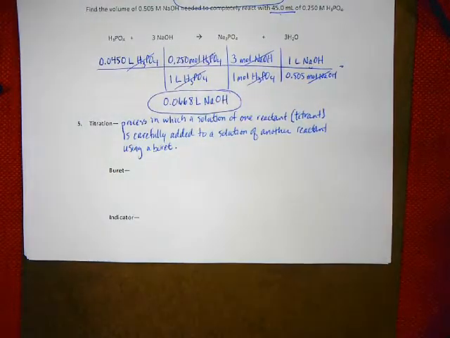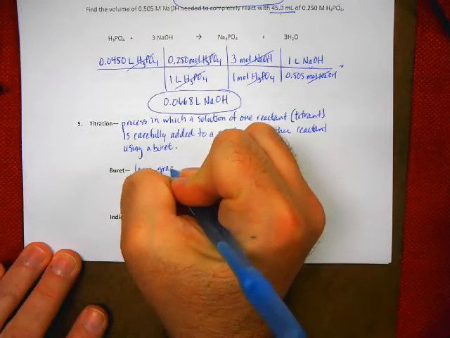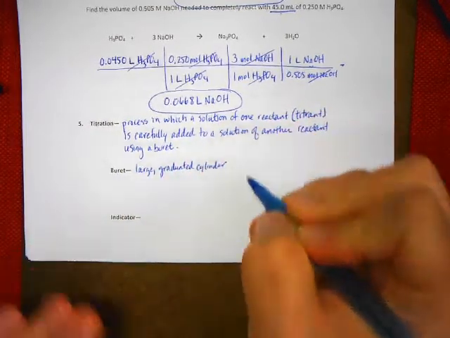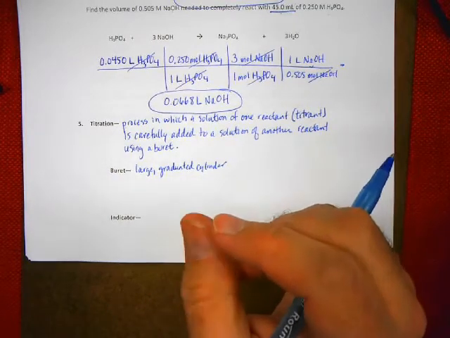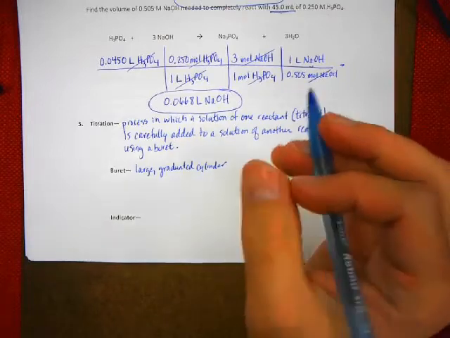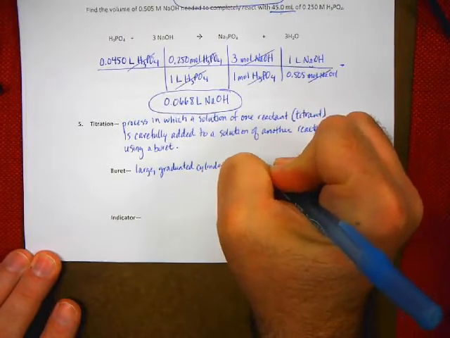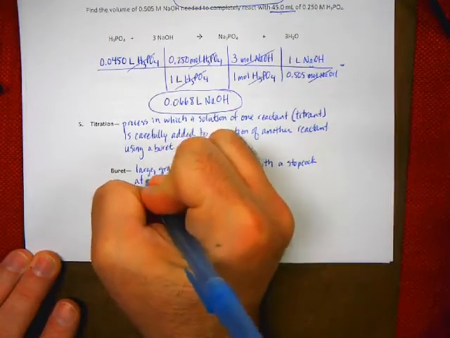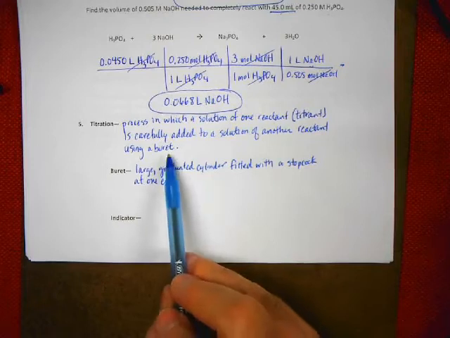Now, a burette is a large graduated cylinder. And at the end of the graduated cylinder is a valve that you can turn, and it's called a stopcock. So it's a large graduated cylinder fitted with a stopcock at one end. And this allows a person to control how much of the titrant is going to be released into the solution.